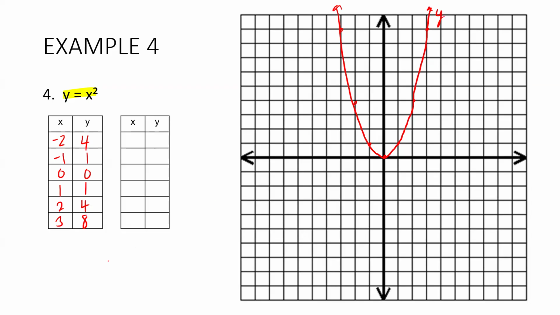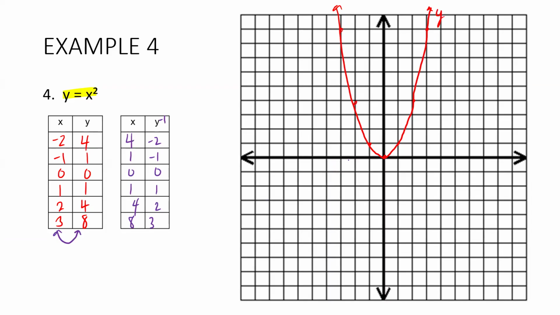Now, I'm going to switch my x and my y to create my inverse. So we're now at 4, -2. We're now at 1, -1. We're now at 0, 0. We're now at 1, 1 still. We're now at 4, 2, and we're at 9, 3.